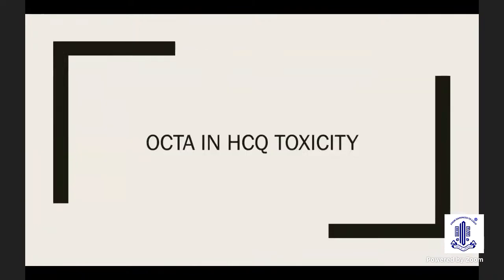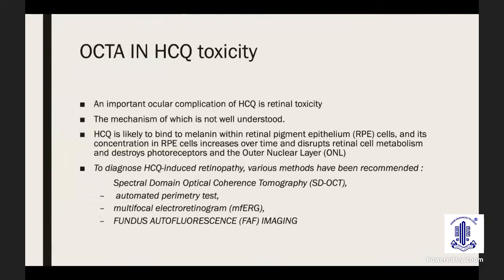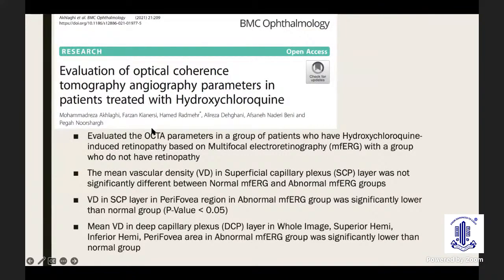In HCQ toxicity as well, which is an acquired form of disease, the reduced vessel density has been seen. And amazingly, they have divided these cases into two groups where there is reduced multifocal responses as well as normal multifocal responses. And they have seen that the vessel density is remarkably reduced when there is abnormal multifocal ERG in patients with hydroxychloroquine toxicity. So even in the presence of a normal structural SDOCT.